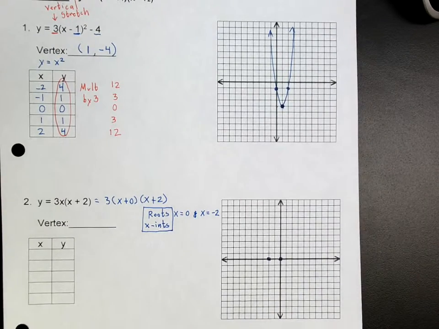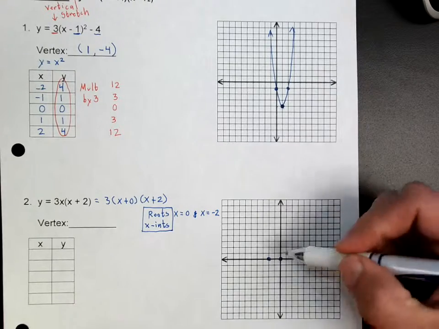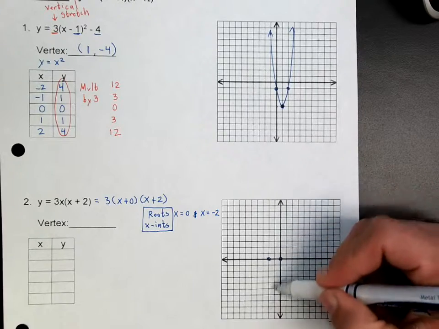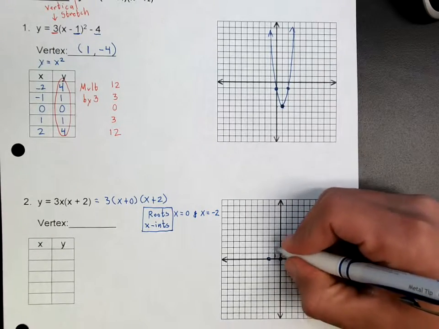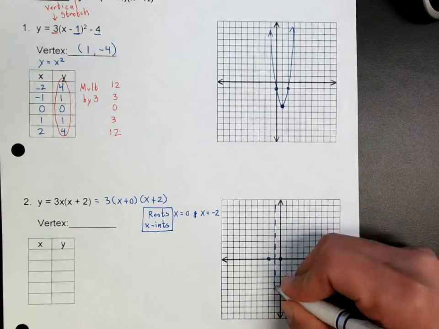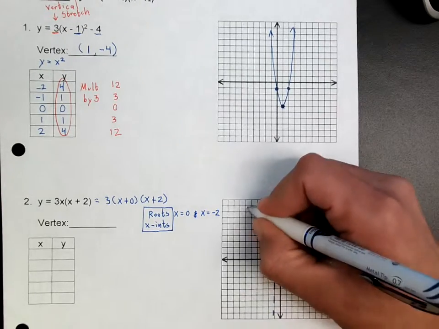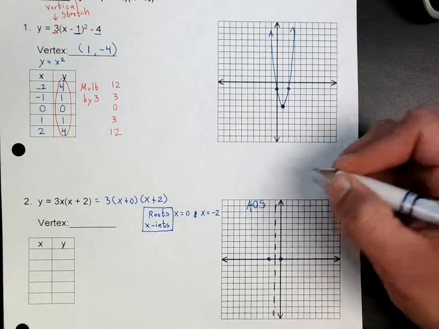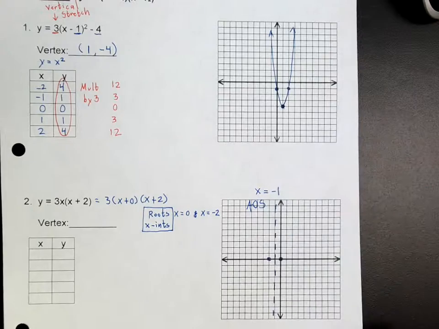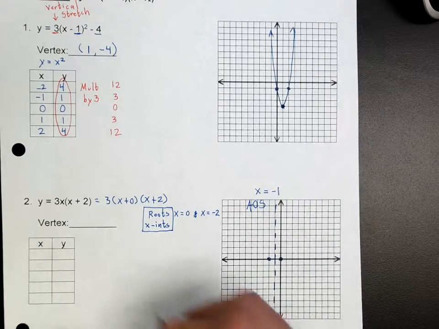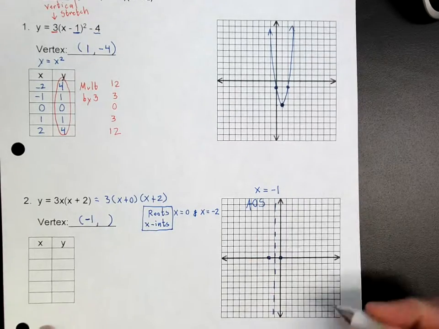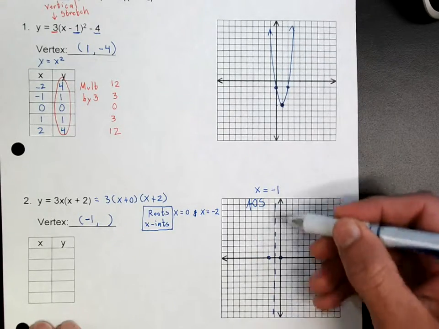Now remember that to find my vertex, the vertex is located right in between those 2 points. The axis of symmetry is right in between those 2 points. So I'm going to draw myself a little dotted line here to help me out. Again, this is called the axis of symmetry, and that's going to be located in this case at x is equal to negative 1. So at x is equal to negative 1, that actually gives me the x coordinate of the vertex, because my vertex is going to be located somewhere on this line.